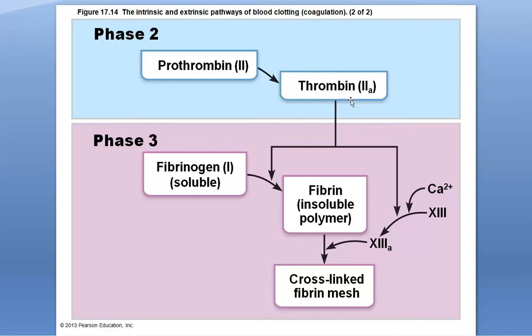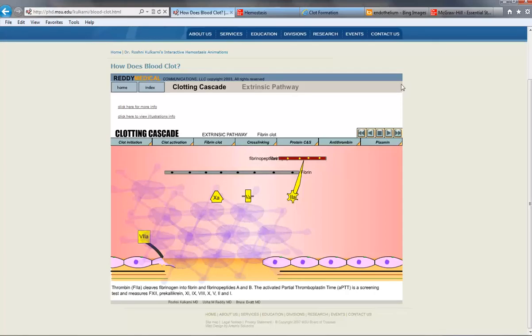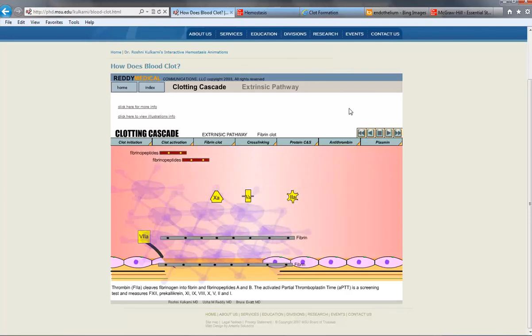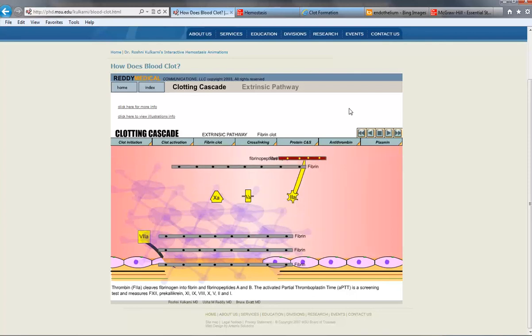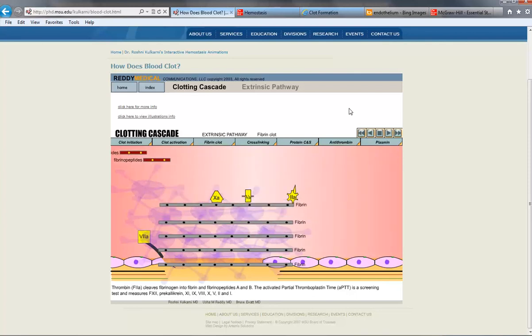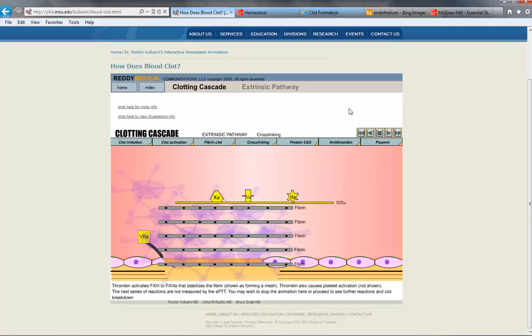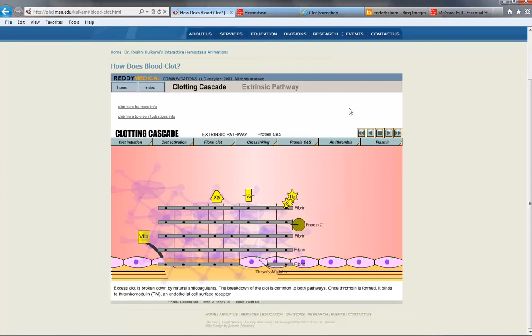The second place we see that thrombin serves as an enzyme or an activator is here in the formation of those cross-linked fibrin meshes. And that part of the cascade also requires calcium. So let's look at that in this animation. Here you can see the fibrin being laid down. And the formation of the cross links.